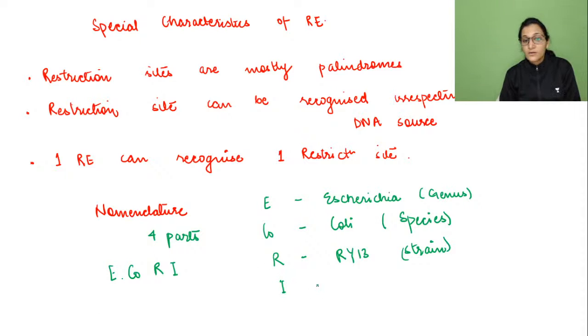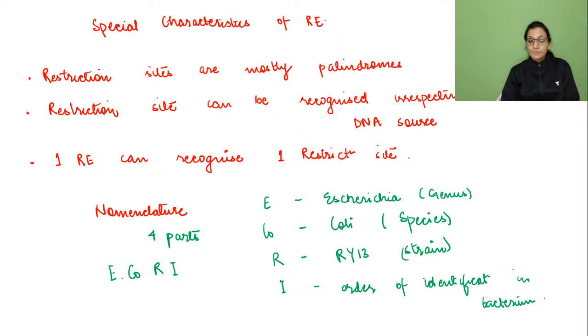After that, 1. This 1 is the first identified, or the order of identification in the bacterium, because there can be many other restriction enzymes, so many restriction enzymes from one bacterium. So that is the order of identification in bacterium. So these are some of the nomenclature parts. It will be made up of 4 parts.